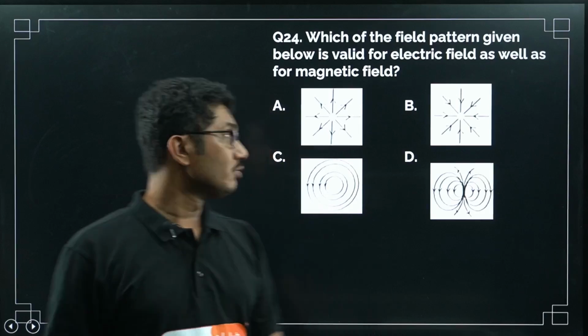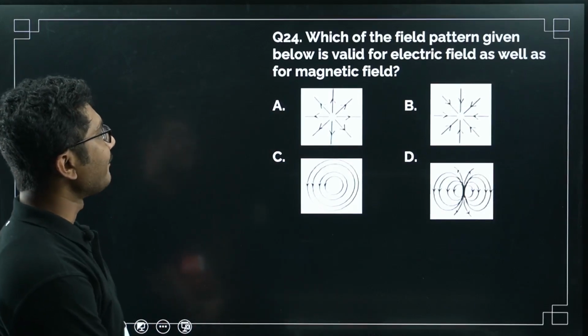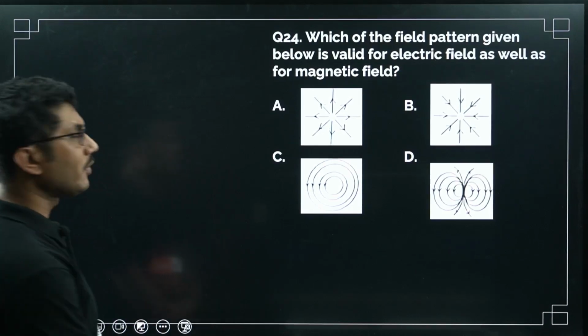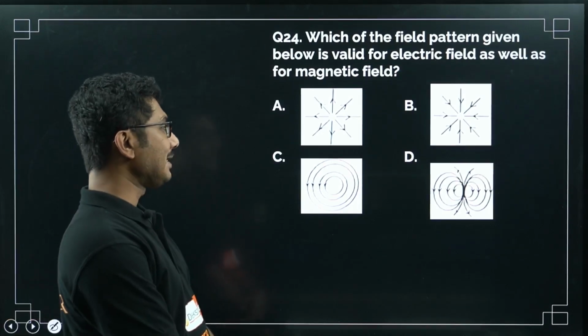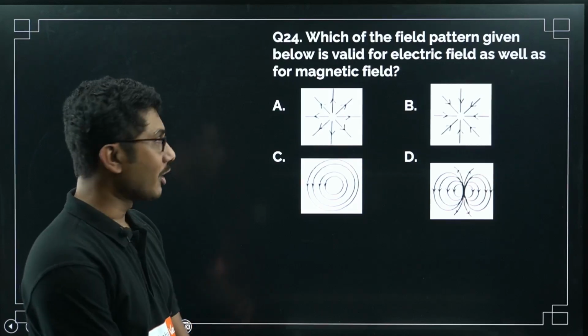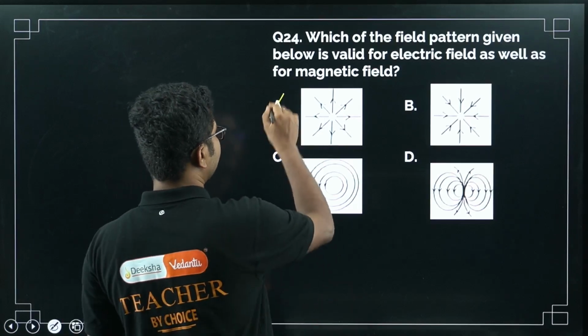Now let's move on to the next question. Which of the field patterns given below is valid for electric field as well as magnetic field lines? So first of all, we will cancel whatever is not valid for magnetic field. So for example, for magnetic field, this is not valid.